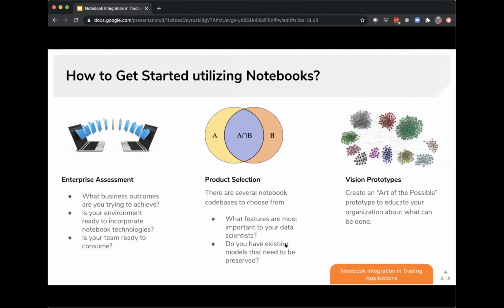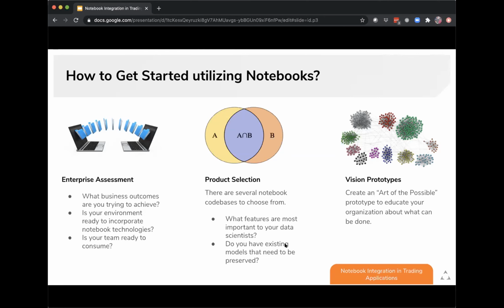So what we typically suggest for customers are one of a handful of options. Sometimes we start with an assessment. What sorts of outcomes are you trying to achieve? What sort of environment would we be dropping this notebook integration initiative into? And what are your team's goals, and are they ready to consume such an initiative?